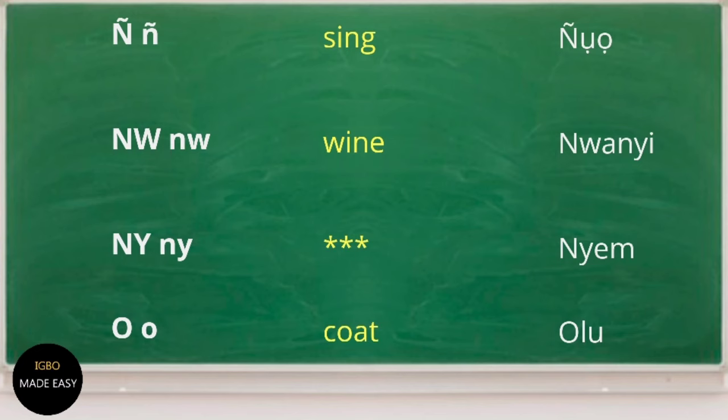So the next one we have is o. O is like the oa in coat. You understand? In English, coat, oat, you know? So the oa in the word coat from English is the closest sound, I think exact sound, to the O in Igbo. The example I have here is Olu. Olu is neck, your neck. Nyem is give me. Ngo is drink. Wanyi is woman, lady, girl.